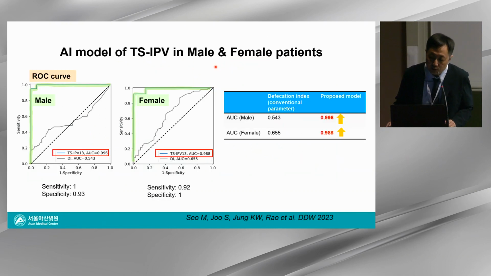I cannot show you the whole data because this is still unpublished data. This slide shows the final simplified result of this study in male and female patients with constipation. The AUC of the AI model based on time series IPB showed a good prediction of up to 0.99 in male and 0.98 in female patients, respectively, and showed better prediction of balloon dispersion than the previously used defecation index.